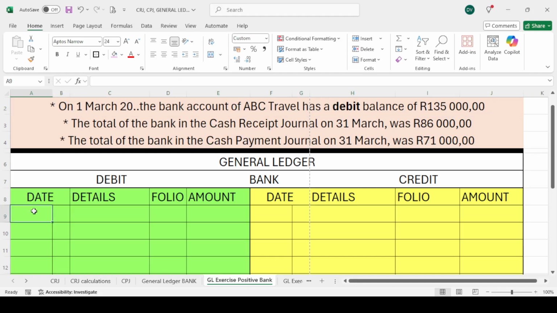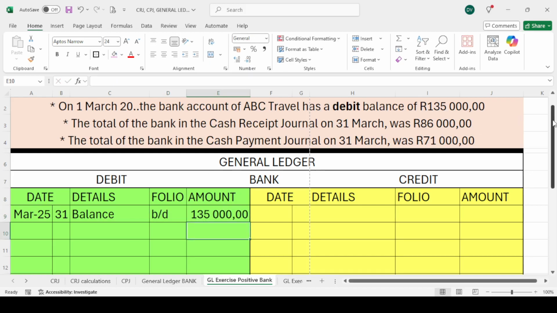So we're going to insert it. This is also for March. On the 31st, and what is this amount? It's a balance that was brought down. And we fill in our amount, 135,000 Rand. There we go.